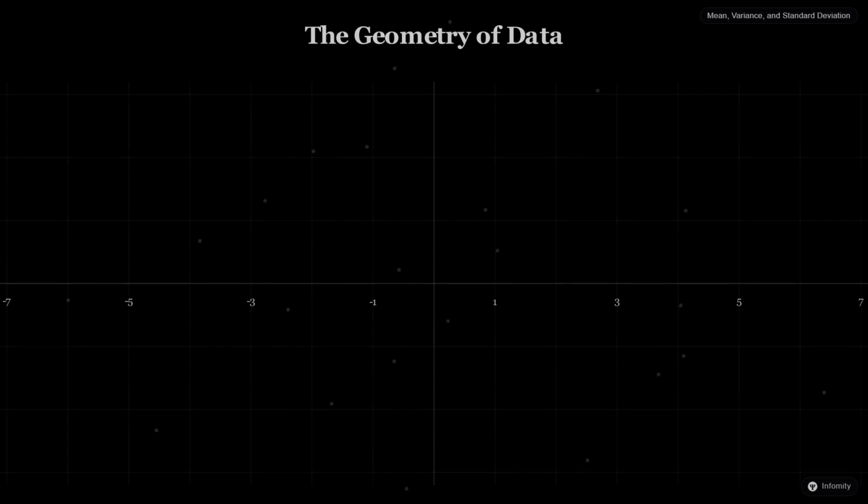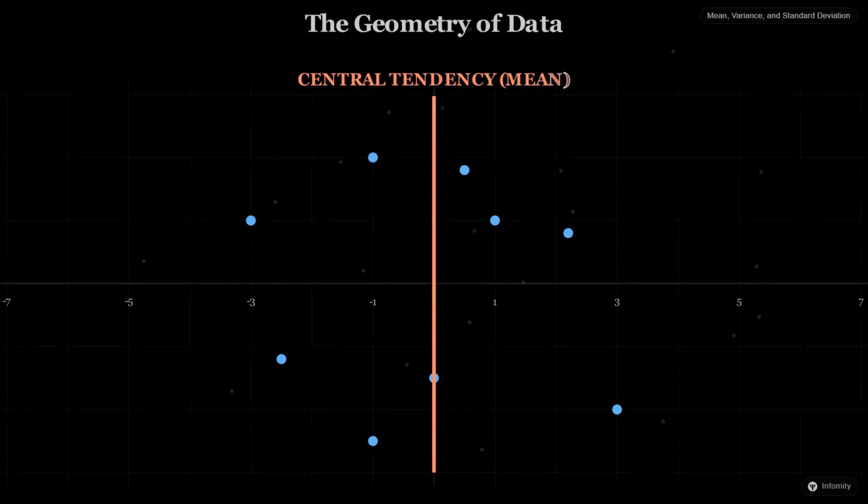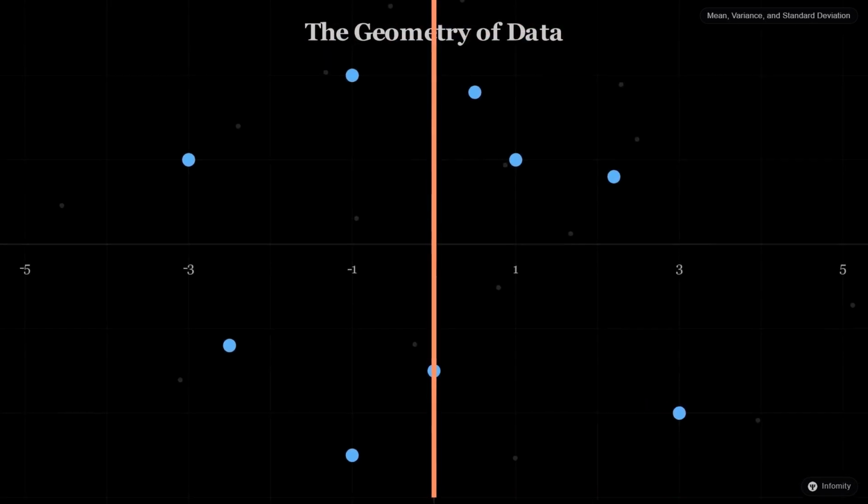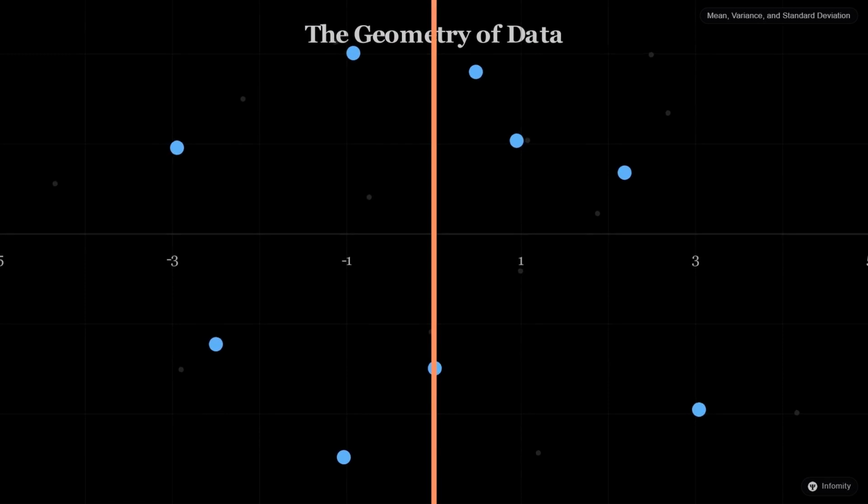Building on our previous talk about probability distributions, we are going to explore the hidden mechanics of data spread. Most videos show you the formulas, but skip the geometric story. In this video, we want to show something exciting, the physical balance point of your data, and why standard deviation is the ruler we use to measure uncertainty.